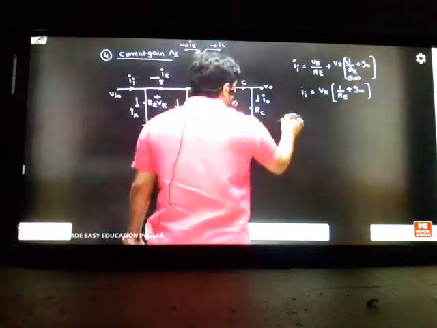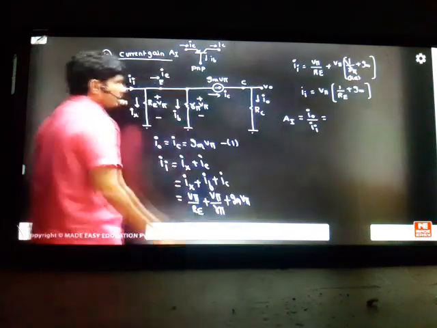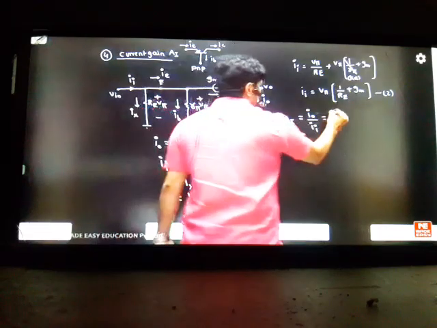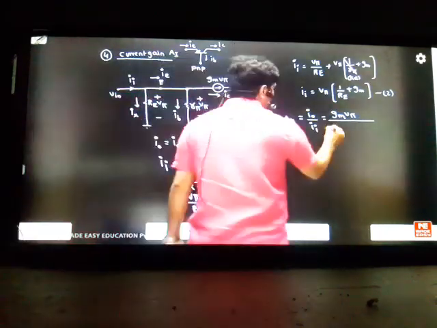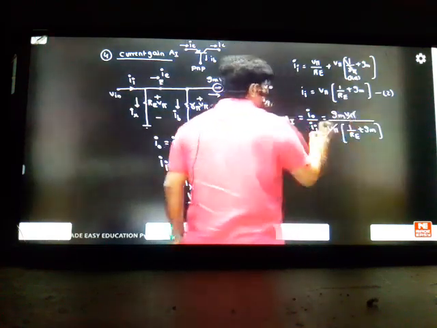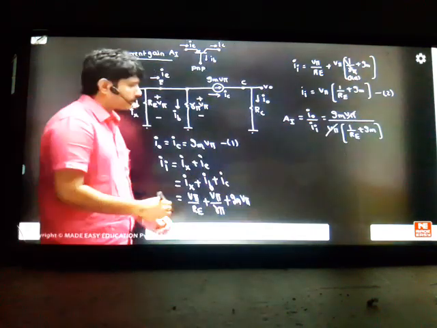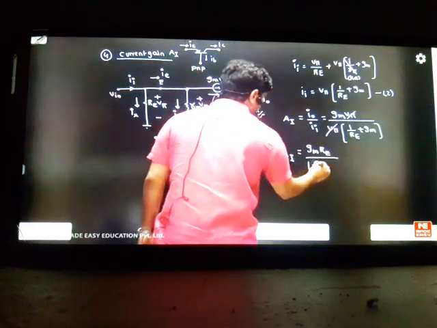Now we apply the current gain formula as simply I naught by II. You take this as equation 2. I naught value here is GM into V pi, divided by V pi into 1 by RE plus GM. So V pi is cancelled. Can you see how the formula is coming? The current gain formula structure is GM into RE by 1 plus GM into RE.